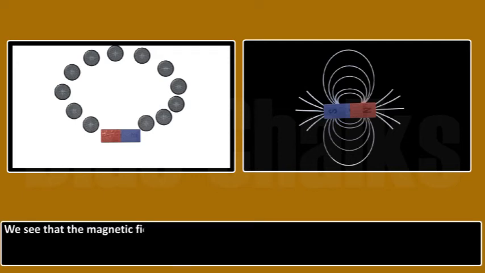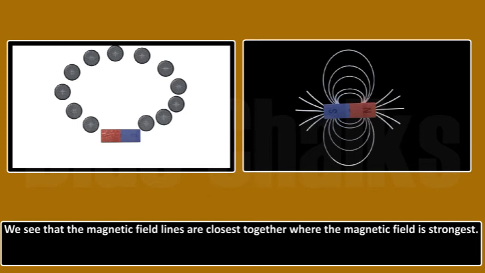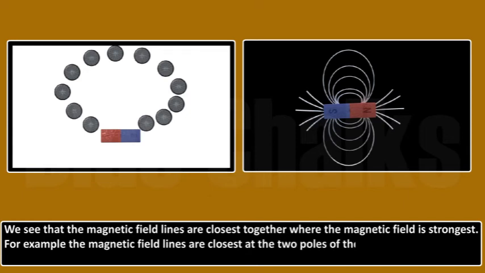We see that the magnetic field lines are closest together where the magnetic field is strongest. For example, the magnetic field lines are closest at the two poles of the bar magnet, so the magnetic field is strongest.